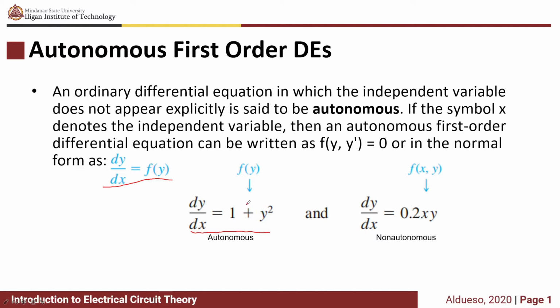An example of an autonomous differential equation is this, where the right hand side does not contain the independent variable x. Unlike this second equation, where the function is now a function of x and y. So we have 0.2xy.